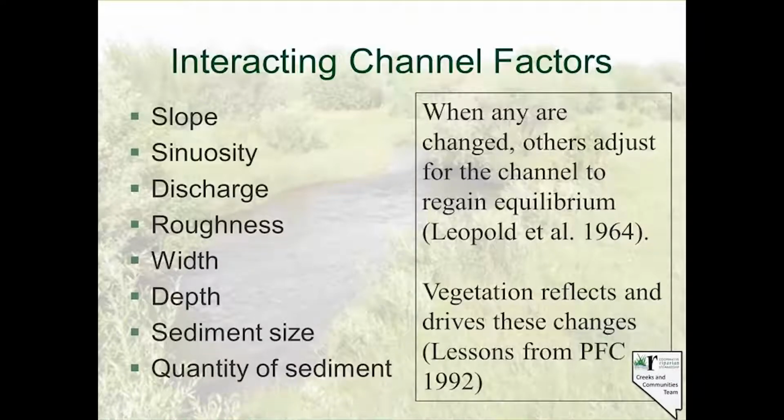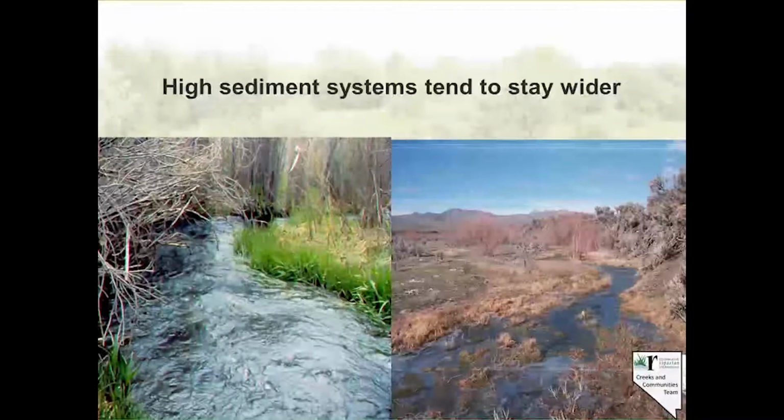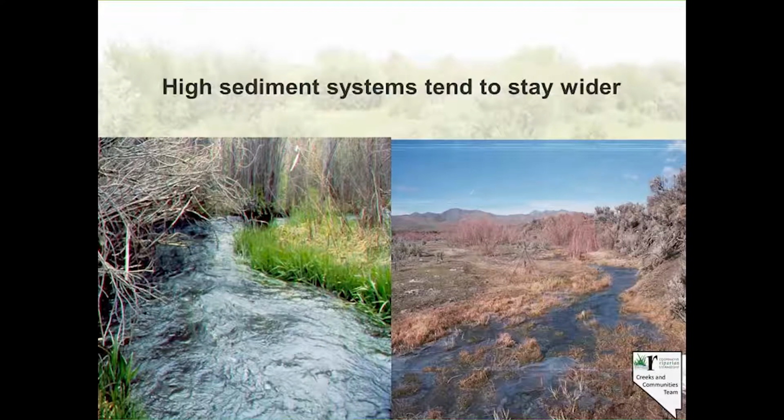So one thing to think about is that high sediment systems tend to stay wider, and a classic example of this is glacial outwash systems. We obviously don't have any of those here in Nevada, but those are just sediment dominated. There's sediment coming down all of the time. They don't have a chance to really create a stable channel, so they're depositing. Every time a flow comes down, it deposits sediment. That channel picks up and moves, and so it stays super wide.